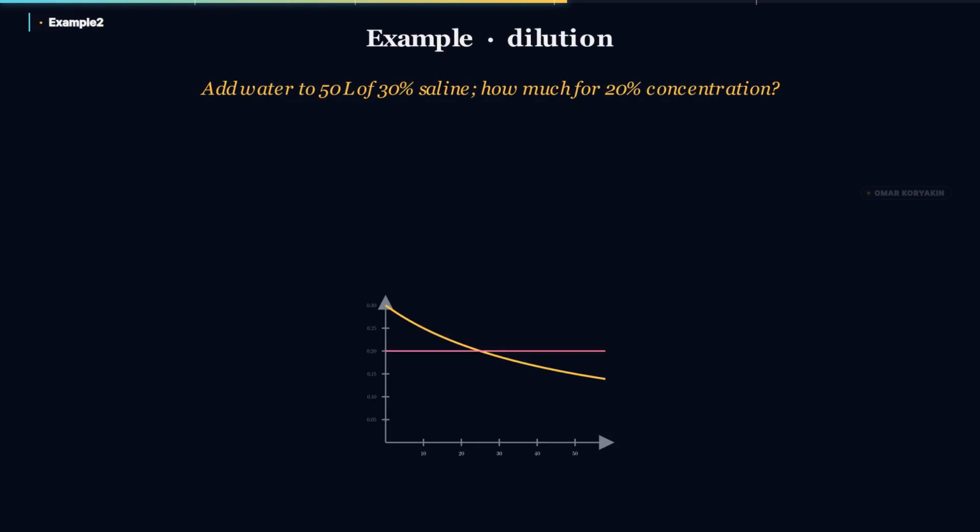A 50-liter tank holds a 30% saline solution. We want to dilute it to a 20% solution by adding pure water. How much water must we add? The salt amount stays constant. Initially, 50 liters times 30% equals 15 liters of salt. Adding X liters of pure water makes the total volume 50 plus X, but the salt is still 15 liters. The new concentration is 15 divided by 50 plus X, and we want that to equal 0.20.